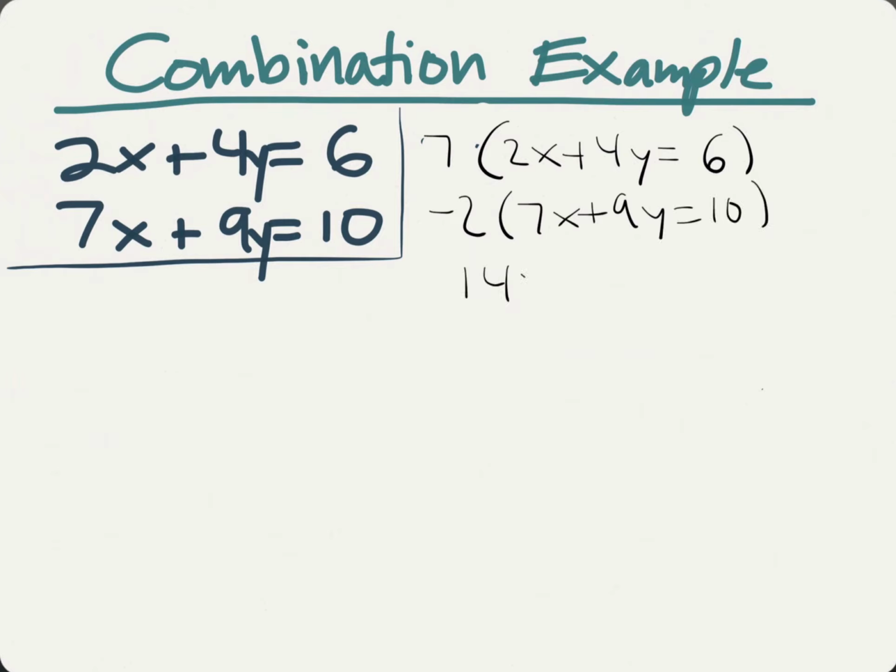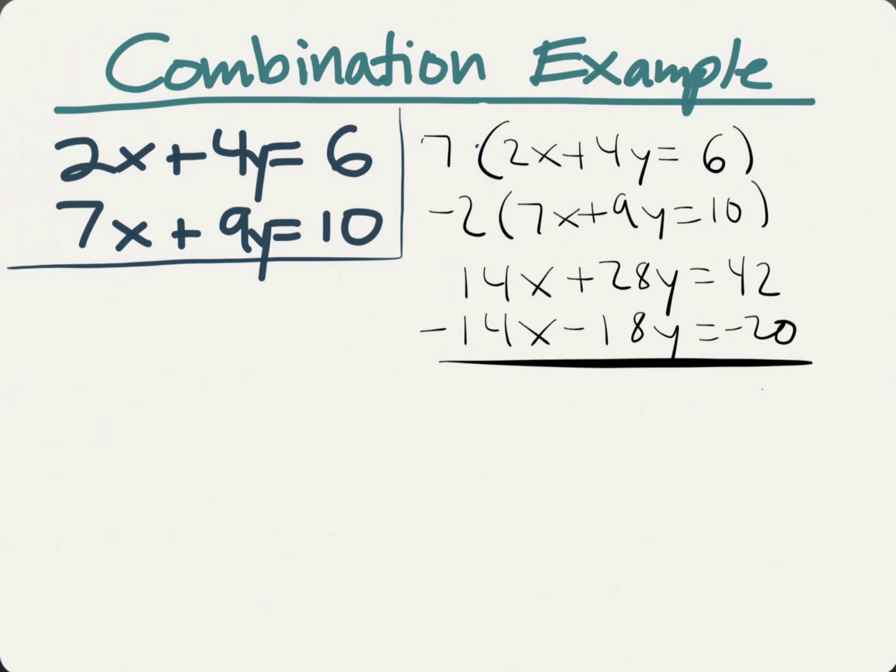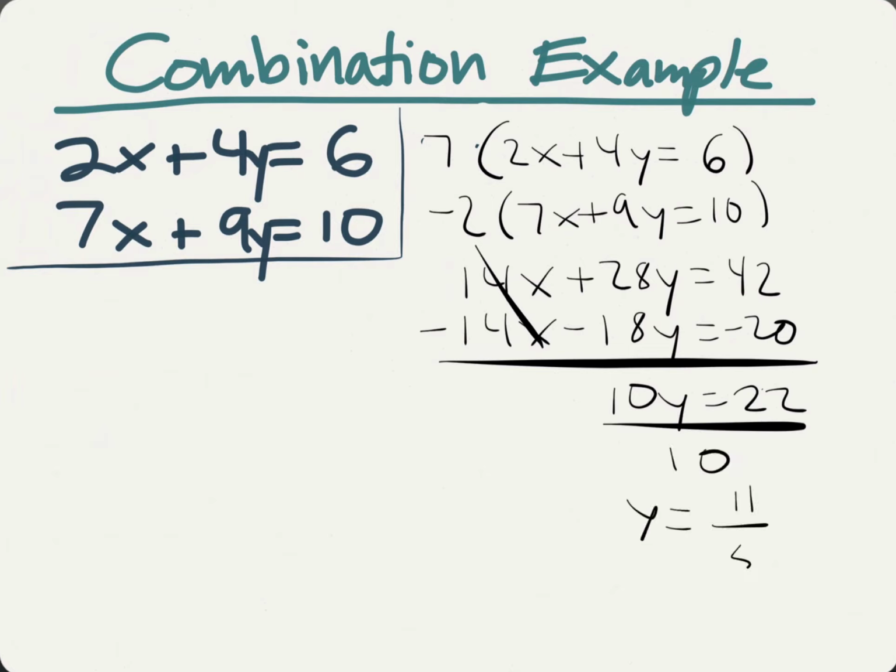So we get 14x plus 28y equals 42. And then negative 14x minus 18y equals negative 20. So the 14x terms cancel out, so we just end up with the y's and the constants. So we get 10y is equal to 22, divide both sides by 10. y is equal to 11 over 5. So we have the y value. And now all we're doing is plugging this into either one of the equations to solve for x.